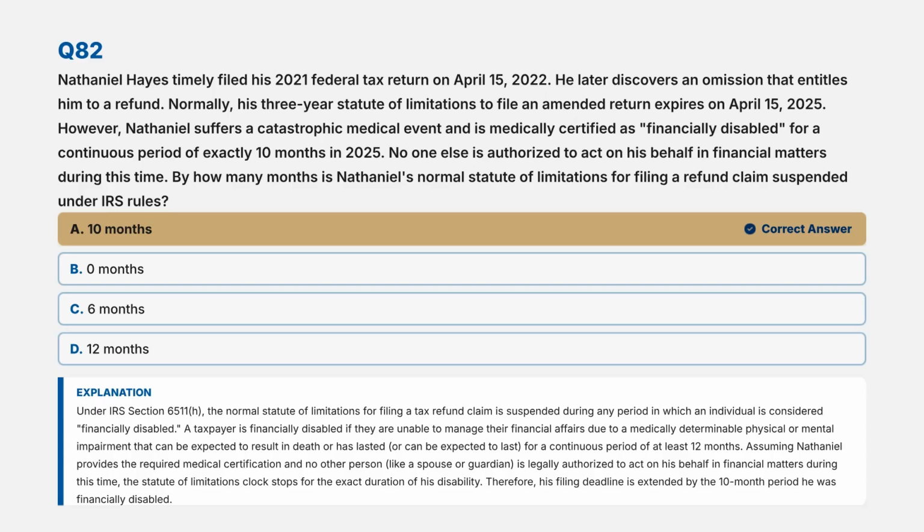Assuming Nathaniel provides the required medical certification and no other person, like a spouse or guardian, is legally authorized to act on his behalf in financial matters.